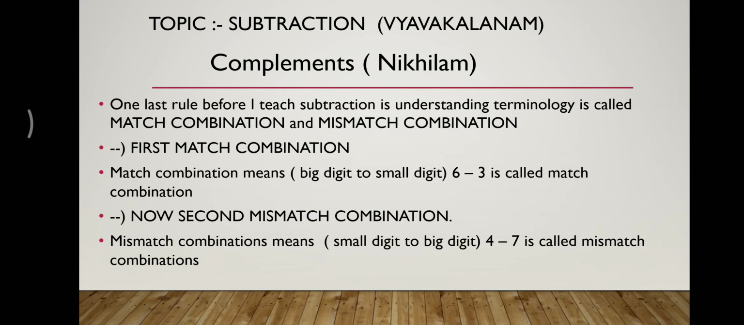Second, what are mismatch combinations? Mismatch combinations means a smaller digit minus a big digit, meaning the first number is smaller than the second, so the answer comes in minus, so we cannot call it a match combination. This is a mismatch combination. If you are understanding this concept, then please let me know. Say yes in the comment section and say no if you don't. If you don't understand these concepts, then you can clear it by watching this video again and again.